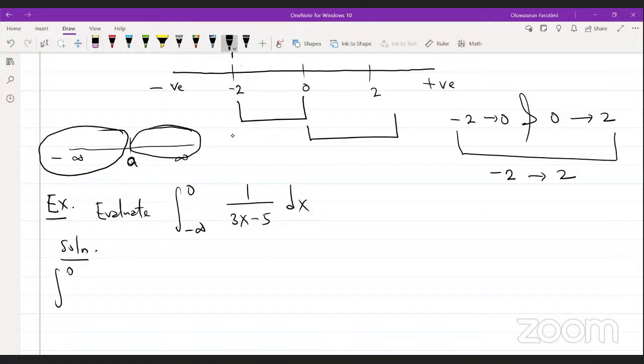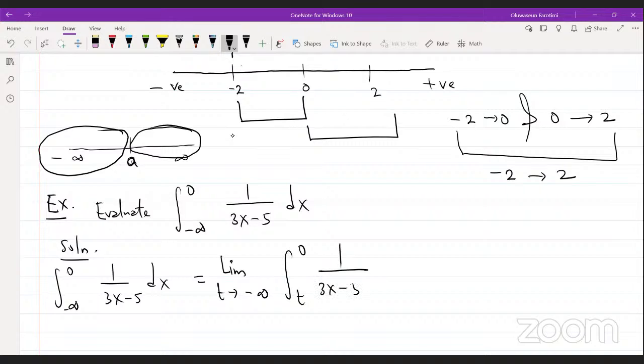As a first step, this has a negative infinity, so I have to rewrite this in terms of the limit notation. Limit as t goes to negative infinity of the integral from t to 0 of 1 over 3x minus 5 dx.